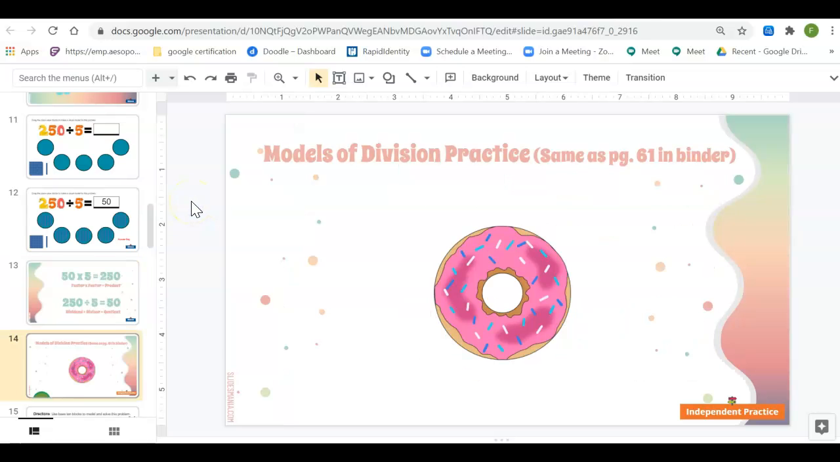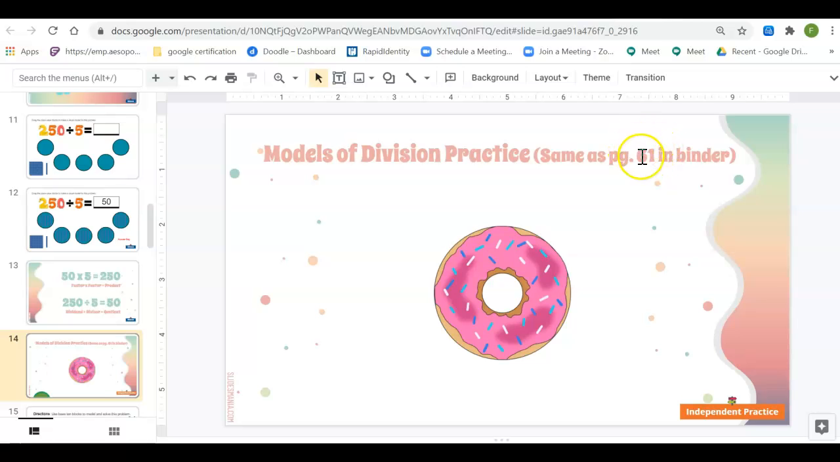All right, so we've got some models of division practice that we're going to do next, and you're going to be able to do them in one of two ways. The problems are on the slides that are coming up. You can complete them on the slides themselves, or you can go to page 61 in your binder and complete them in your binder.